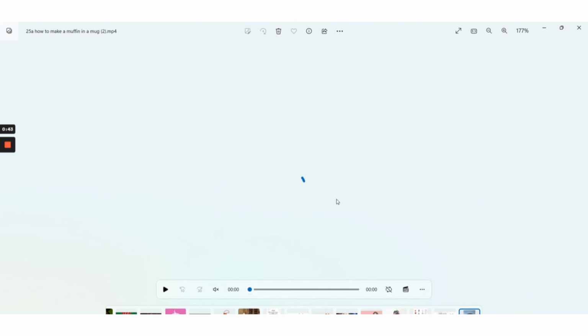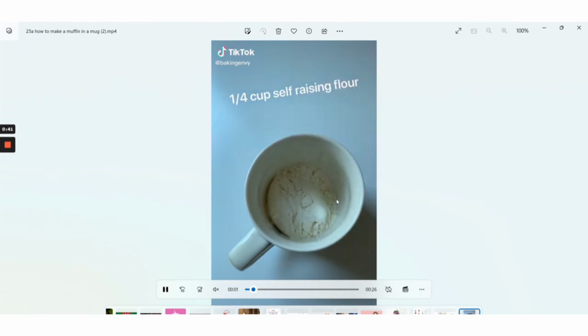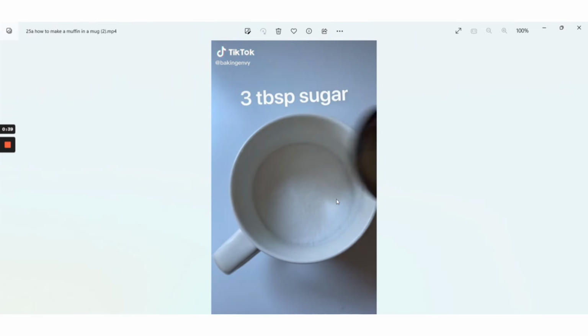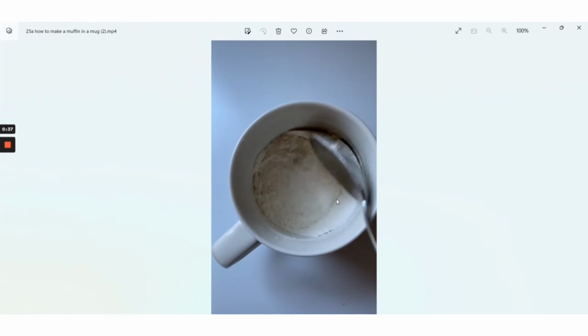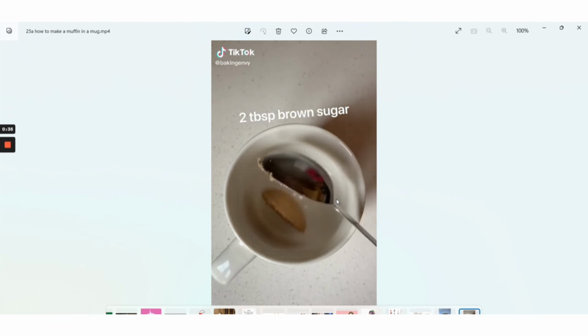And then the instructions are here, and you can do wonderful practical lessons on how to make a muffin in the cup. You even have some videos here where the students can watch and follow the instructions and do this in the classroom with the teacher.